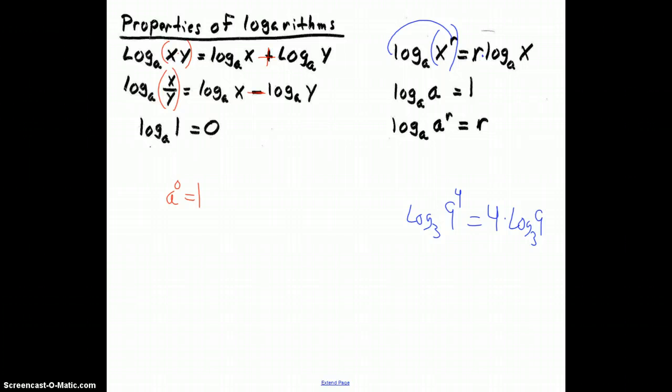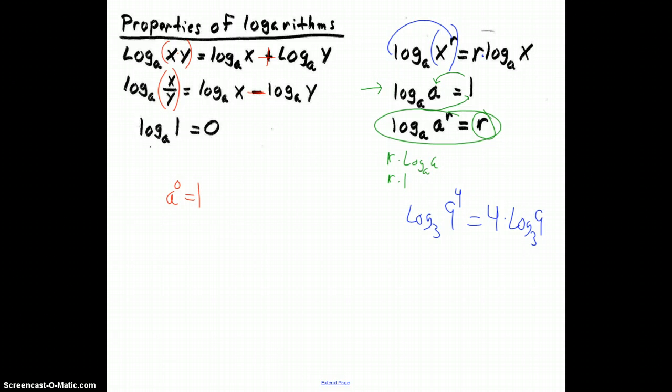This next property here, log base a of a. A to what power gives you the same thing? It's got to be 1. So when you're taking the logarithm of a quantity that is exactly the same as your base, the answer to that logarithm is 1. And then this last property here is just a combination of the two above. Take that exponent of r, move it out in front. You got log base a of a, which is just 1, so you got r times 1, which is r.